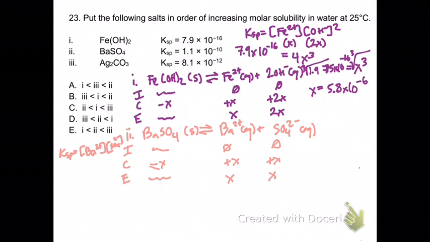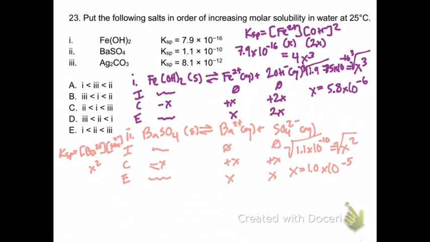So barium 2 plus is x. Sulfate is x. x times x is x squared. So using that information, we can plug them into our equilibrium expression. So 1.1 times 10 to the negative 10th is our Ksp. And that's going to be equal to x squared. Take the square root of both sides, and we'll get that x is equal to 1.0 times 10 to the negative 5th. We are so close to being done.